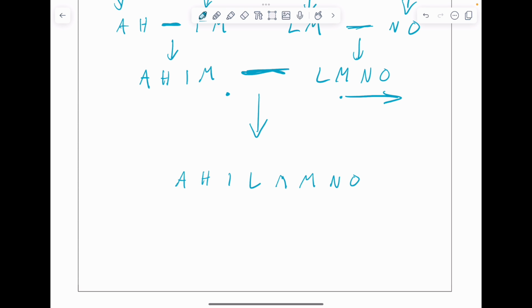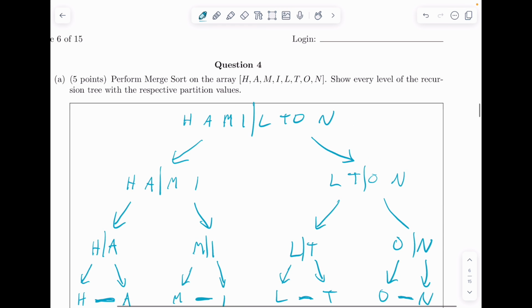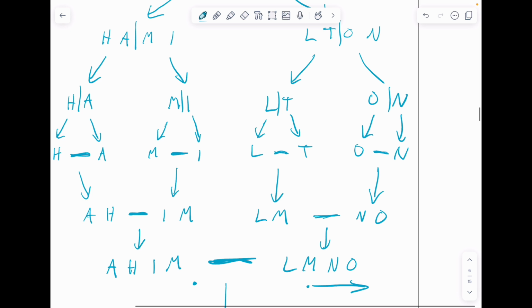And how did I get 2 M's? Wait, hang on a second. L, T. Okay, what the hell? Why did I replace this with an M? Okay, that's a T.